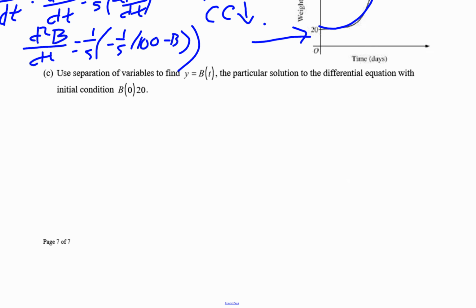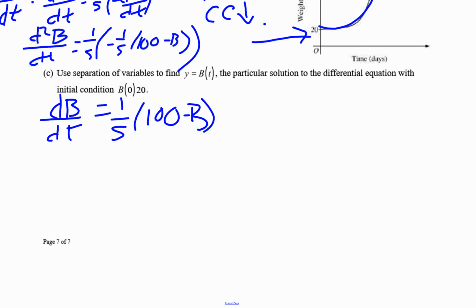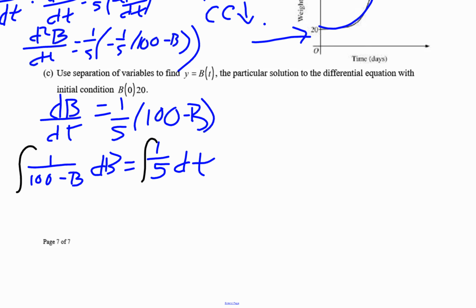All right, and then the really fun part, we're going to separate the variables. dB/dt equals 1/5 times (100 minus b), and then use it to solve for a particular solution. So first we need to separate the variables. Okay, this looks like it could be hard or it can be really easy. It all depends how much you remember. After we separate the variables, we're going to integrate. Here's where you can either do really well or really bad.